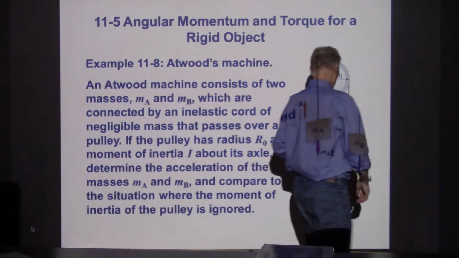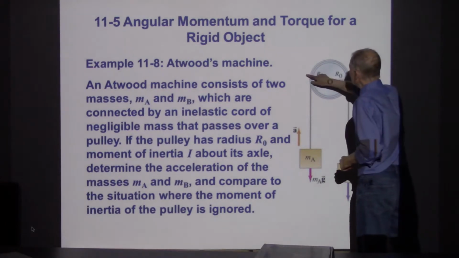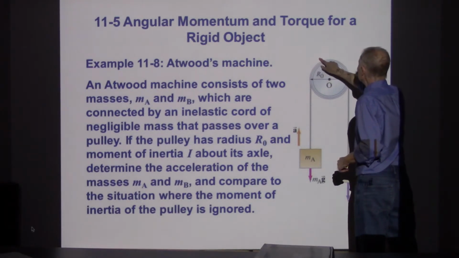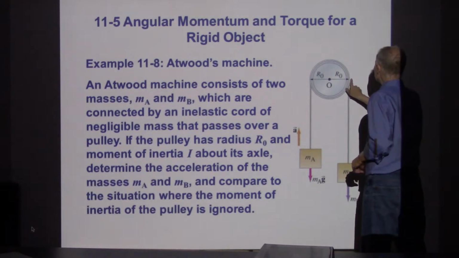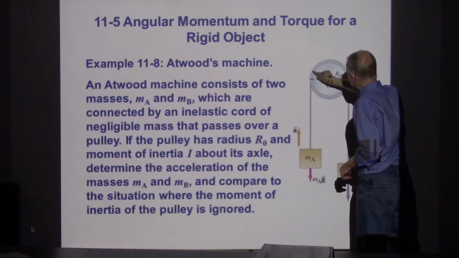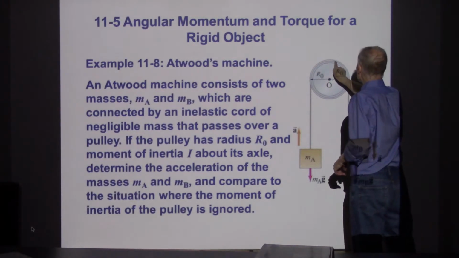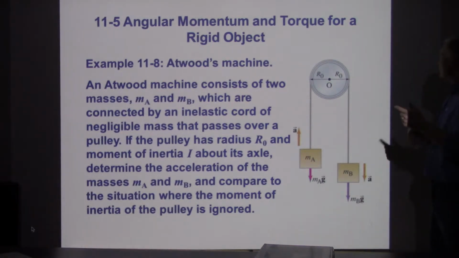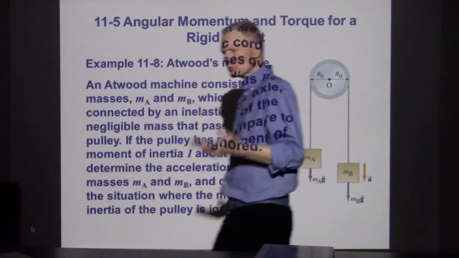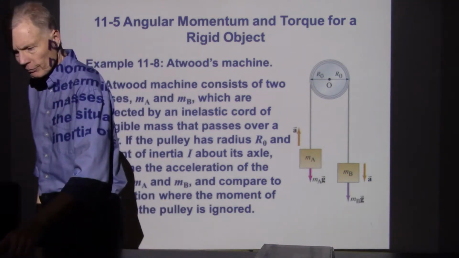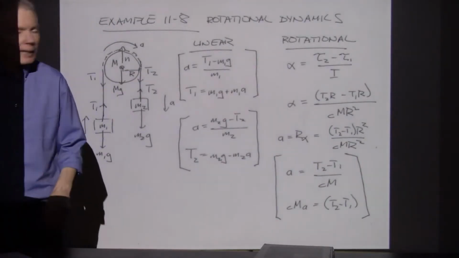And then the other acceleration that they kind of left out is a tangential acceleration. If I pick a point on the pulley and follow it, that point on the pulley will be undergoing a tangential acceleration. And the entire pulley will be undergoing a rotational acceleration. So let's see what this looks like.